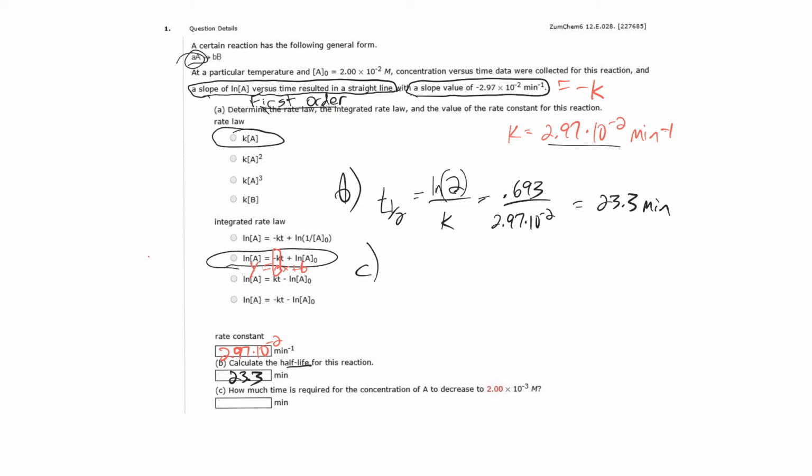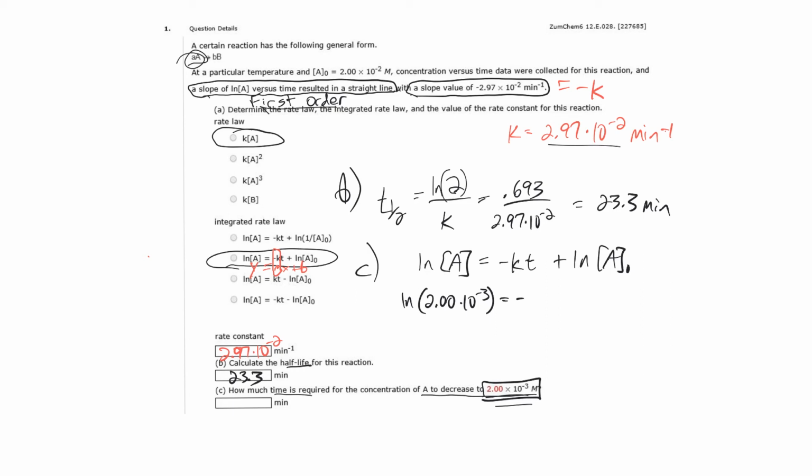So that's part B. Part C of the question: how much time is required for the concentration of A to decrease to a specific amount? Here we're going to use the integrated rate law, which, as we've noted before, takes the format natural log of A equals negative kt plus the natural log of the initial concentration of A. Here they're saying this is the concentration at some time, and we want you to find the time. Okay, so this is the concentration. We'll plug that in for the concentration of A at time t.